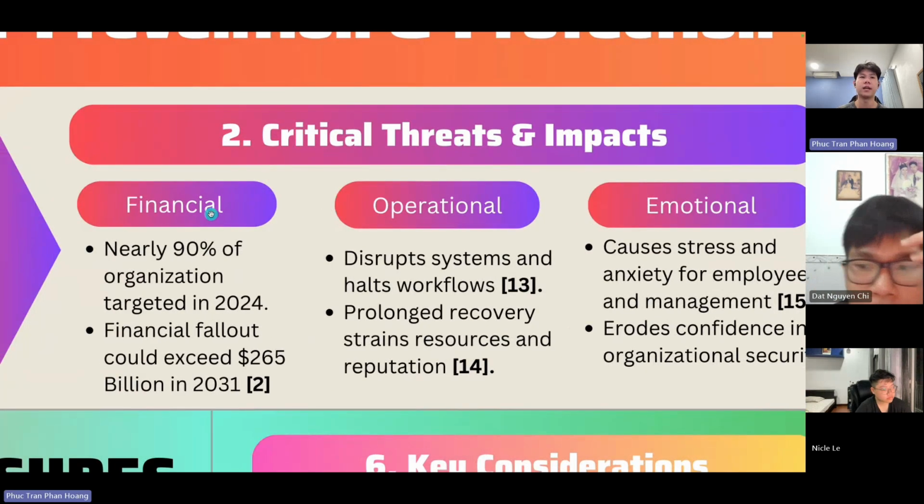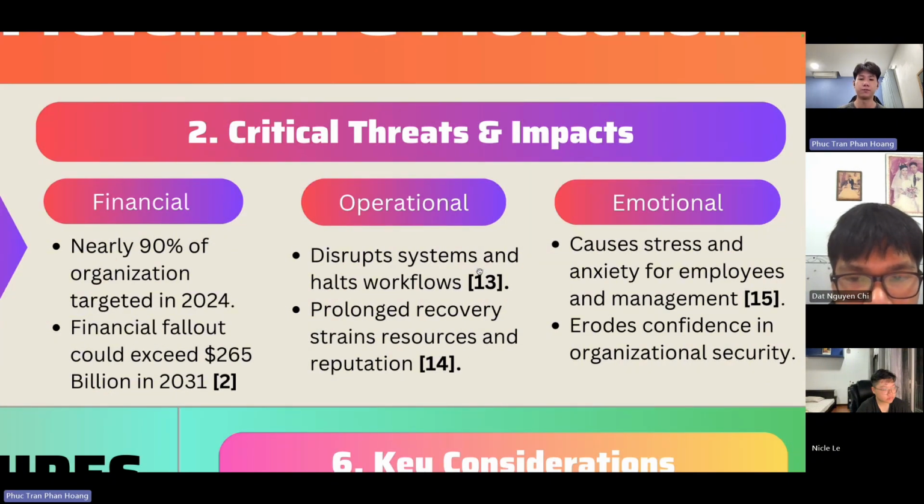First, the financial impact. The financial fallout of a ransomware attack is significant. In 2024, nearly 90% of organizations are expected to be targeted by ransomware. The cost of these attacks is projected to reach over $265 billion in 2031. This includes not only the ransom payments, but also the costs related to recovery, lost revenue during downtime, and the potential for regulatory fines.